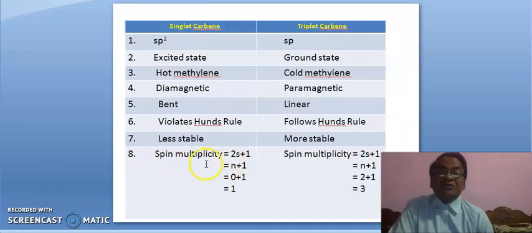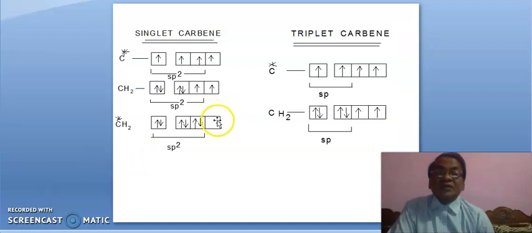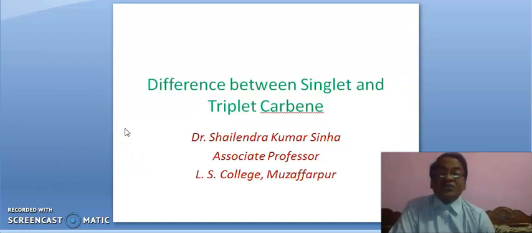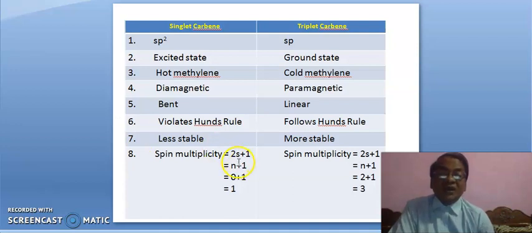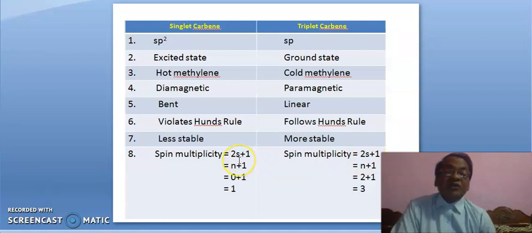Next is spin multiplicity. Why is singlet carbene called singlet? Spin multiplicity is equal to 2S plus 1 or n plus 1. Here this S should be capital; underline this. S is the total spin, and S is equal to n by 2. If we write n by 2, then it will be equal to n plus 1, where n is the number of unpaired electrons.